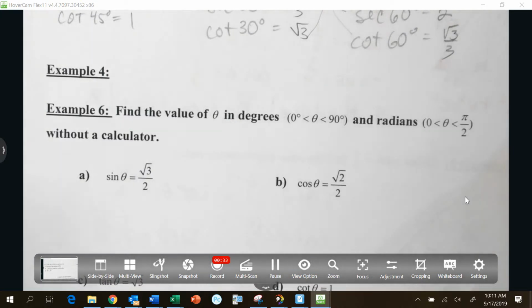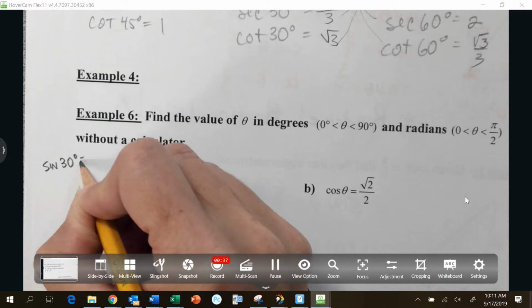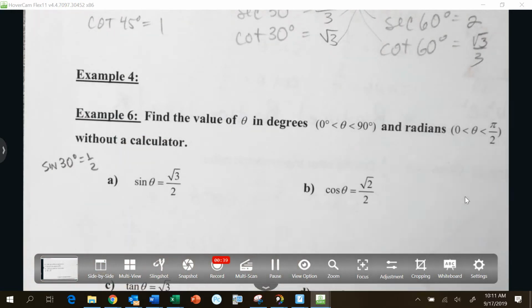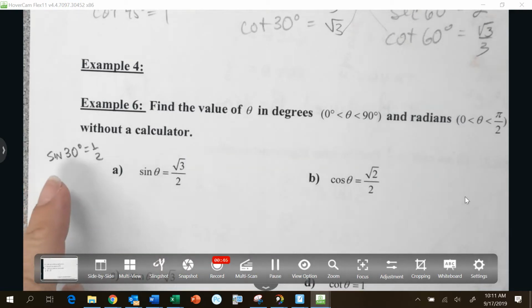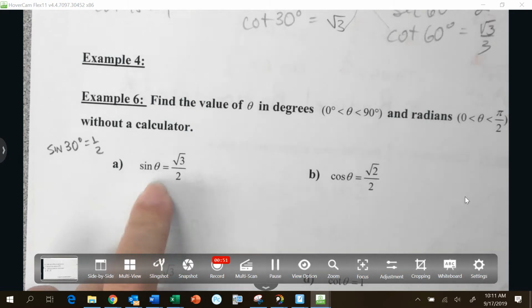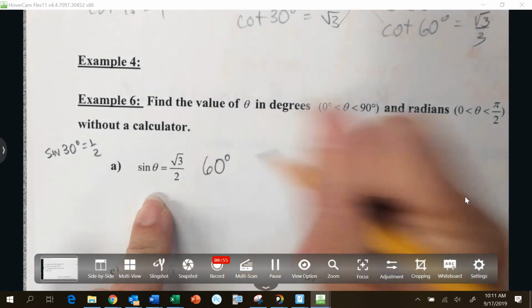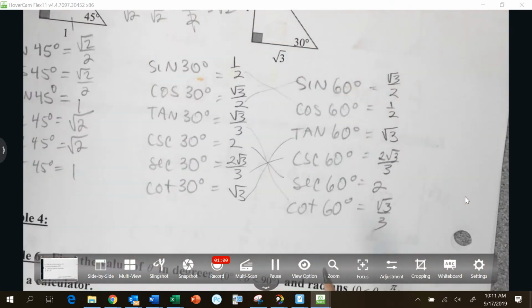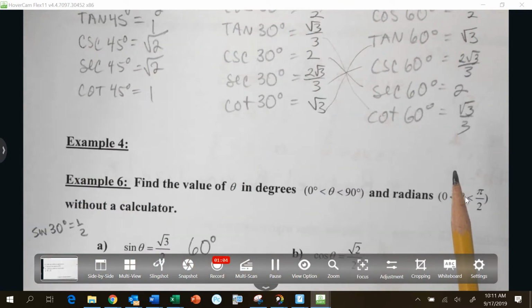If you can remember this one simple fact, the sine of 30 degrees is a half, I could tell you which angle this is. If I can remember the sine of 30 degrees is a half, then I know this is not 30 degrees. What does this have to be? It has to be 60 degrees. The sine of 60 is radical 3 over 2. But you're not going to have this given; you have to come up with these on your own.